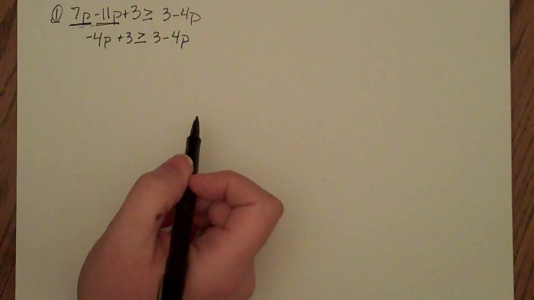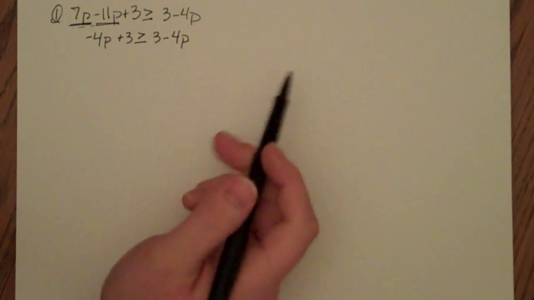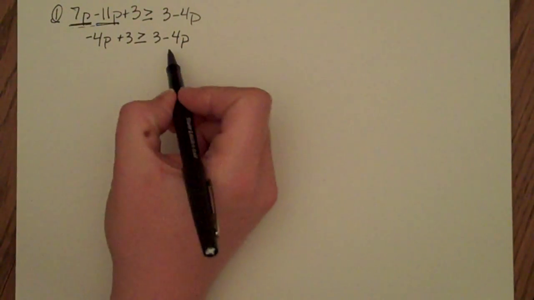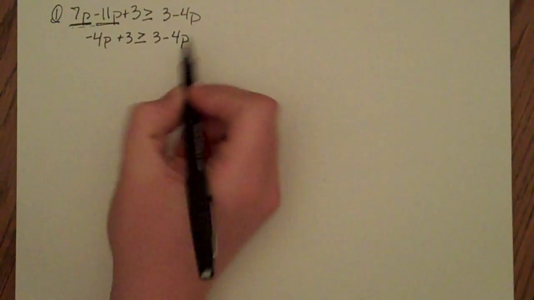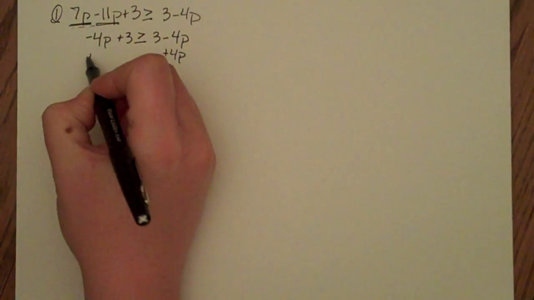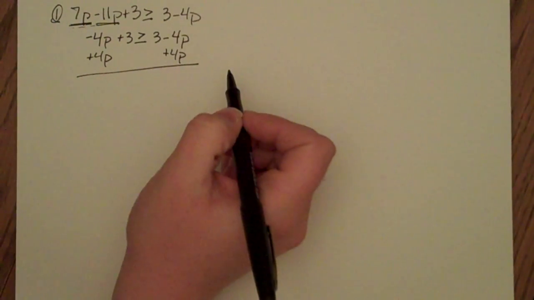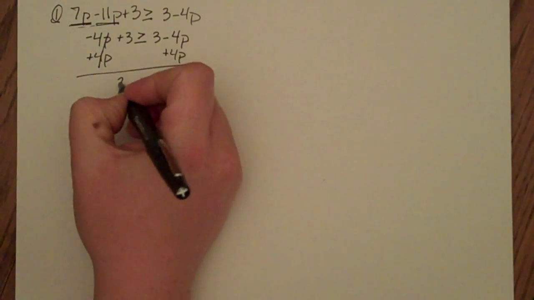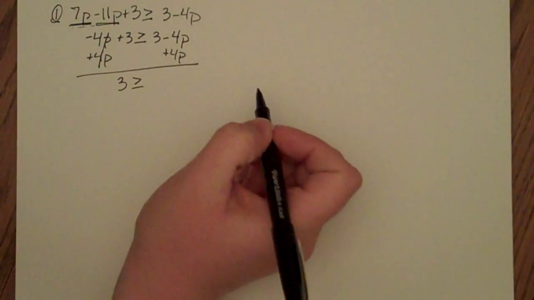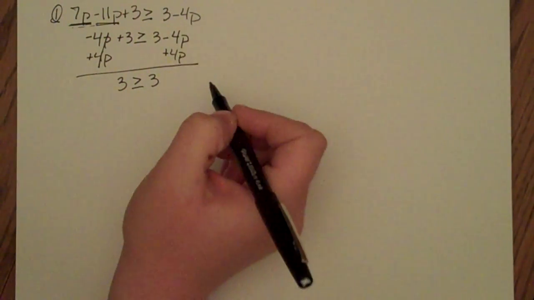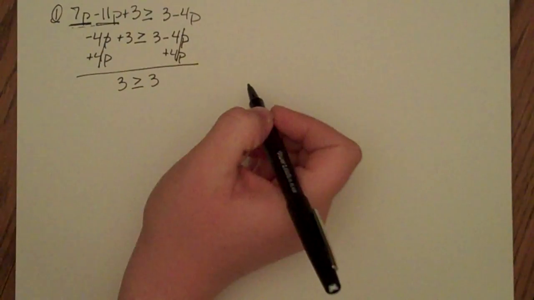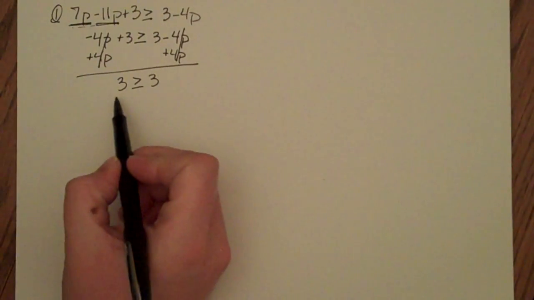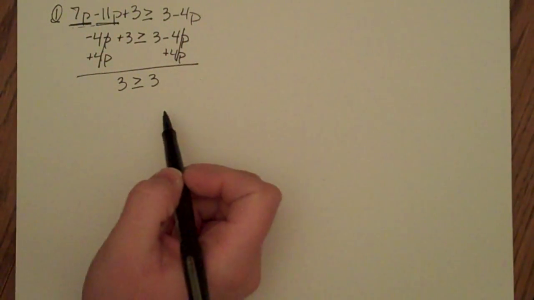Now, as we saw in the last video, we know that when we have variables on both sides, we need to get them together, and we like our variables to be together on the left. So I'm going to take this negative 4p and I'm going to move it over. So I'm going to add 4p here, I'm going to add 4p here. But what just happened? Negative 4p plus 4p, well, that cancels out. And so all we have left over here is a 3, greater than or equal to 3, and negative 4p plus 4p again cancels out. So we've gotten rid of our variables, leaving us with just the statement 3 is greater than or equal to 3.